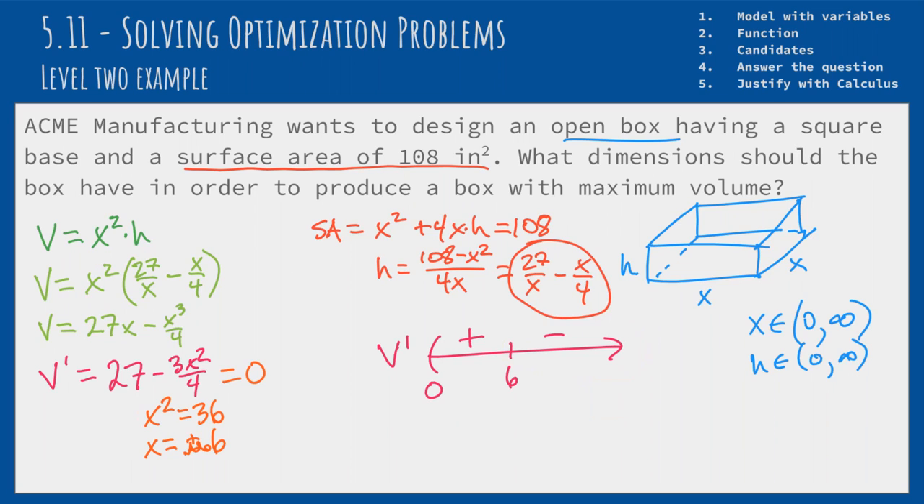Okay, so using the first derivative test, we're going to say max volume, and this is not answering the question yet, but max volume at x equals 6 because v prime changes from positive to negative, and it's the only sign change.